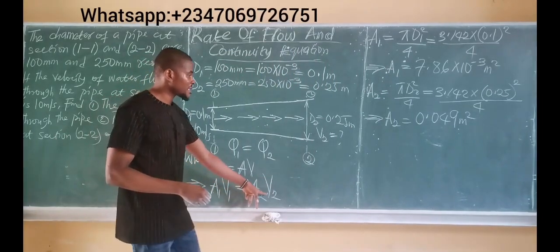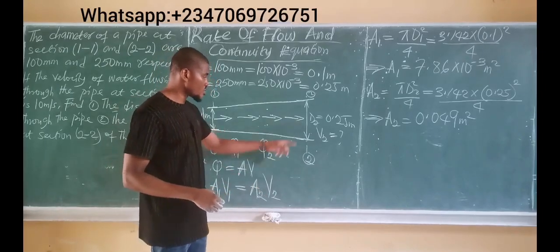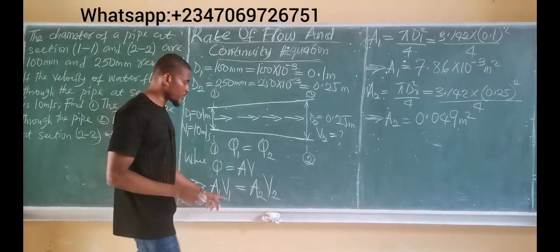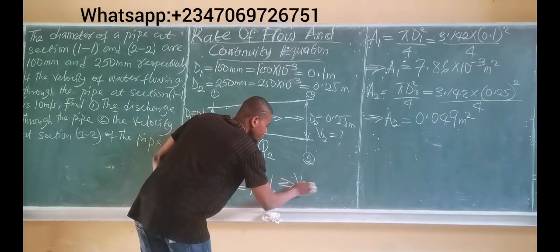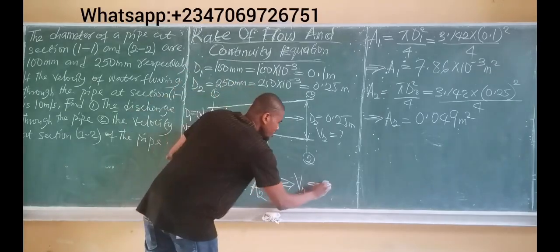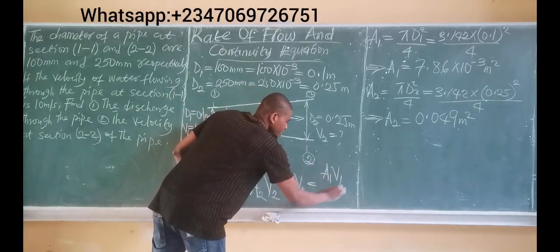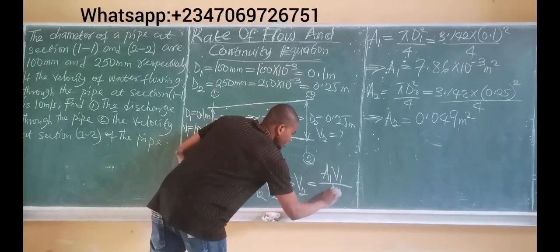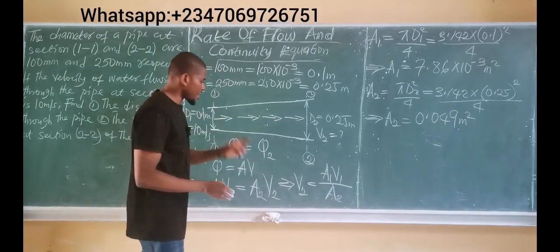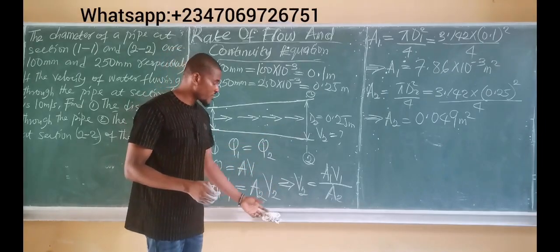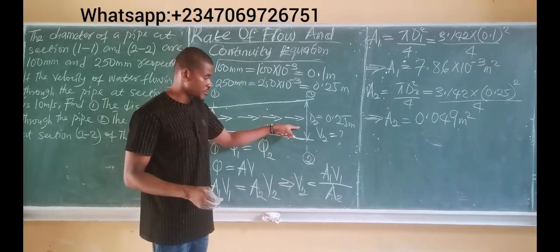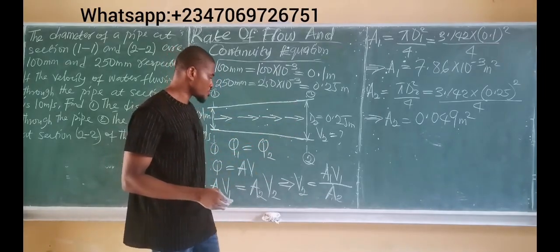Now, having found the areas, you observe from this equation that we can make V2 subject of the formula, that is the speed of flow in pipe 2, since we know the speed of flow in pipe 1. So this simply implies that V2 is equal to A1 V1, okay, divided by A2. So with this formula, we can find the speed of flow in pipe 2 or pipe of section 2.